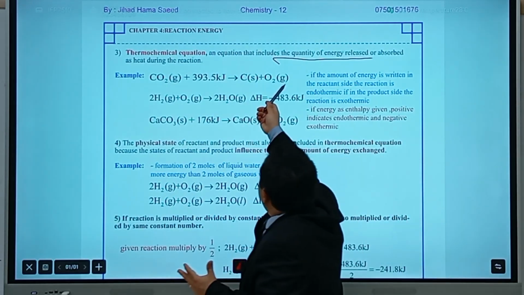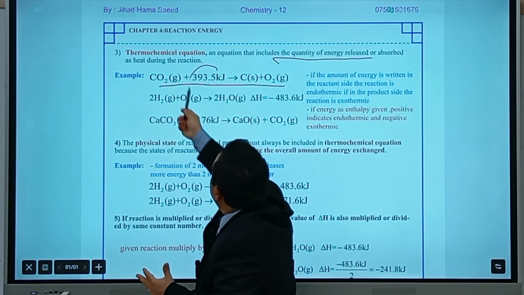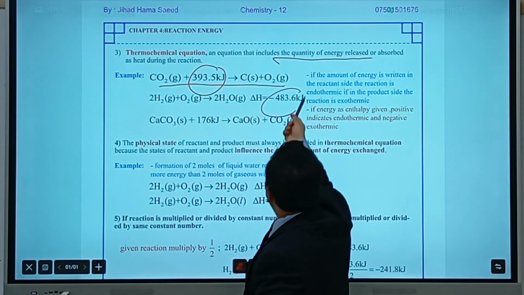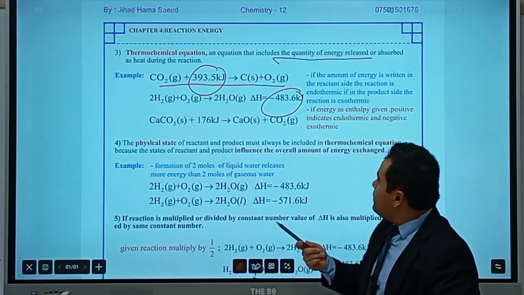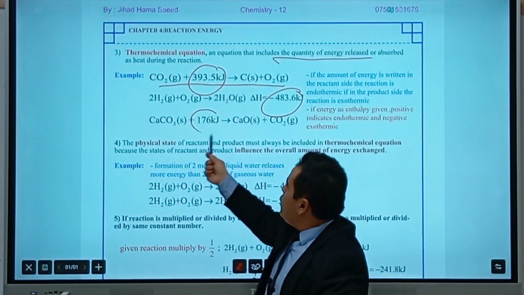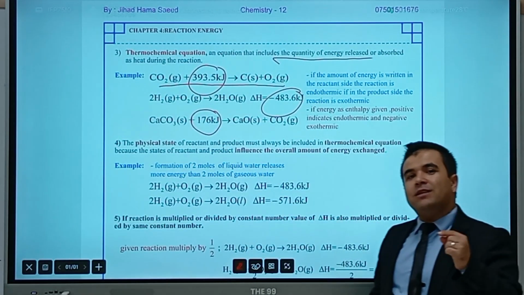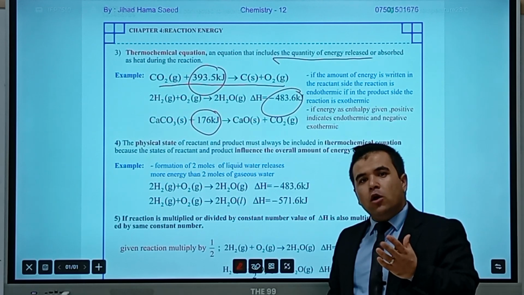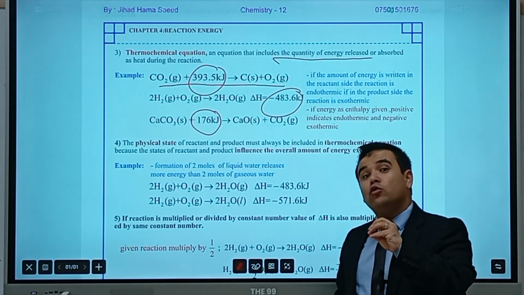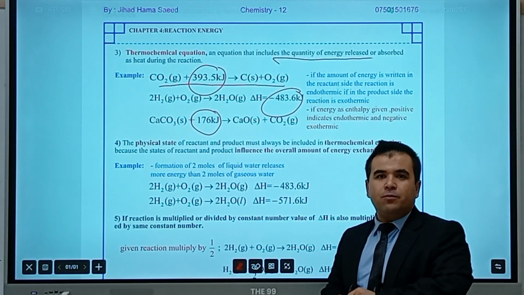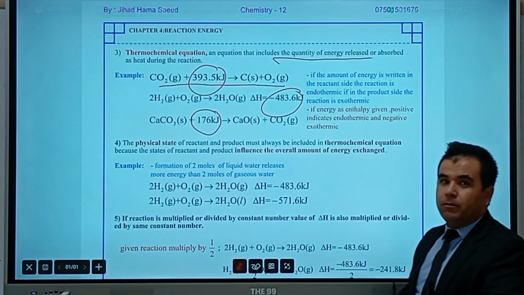So this is a thermochemical equation. Why? Because an amount of energy is represented. But if it's not representing the amount of energy, whether included in the reaction or as enthalpy change, that does not represent a thermochemical equation.